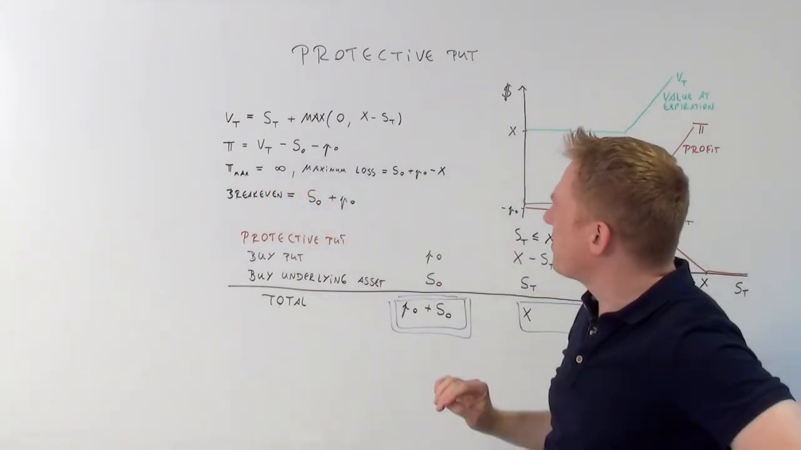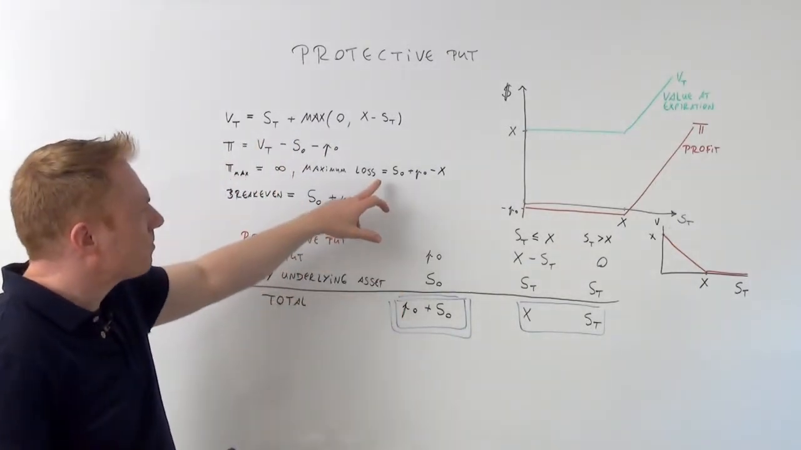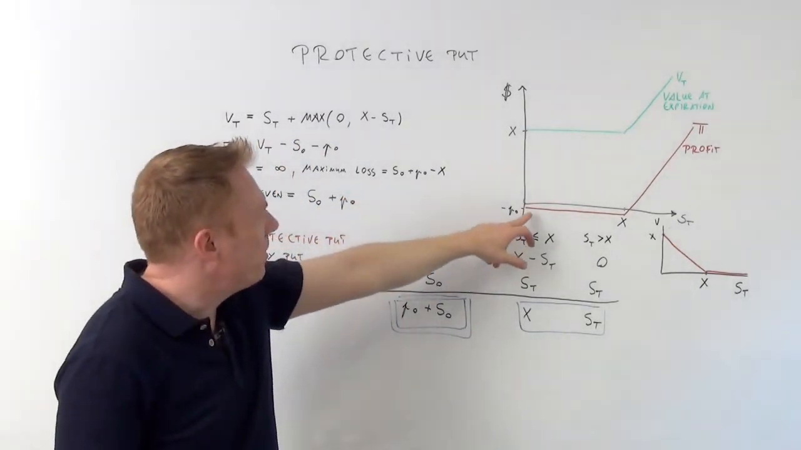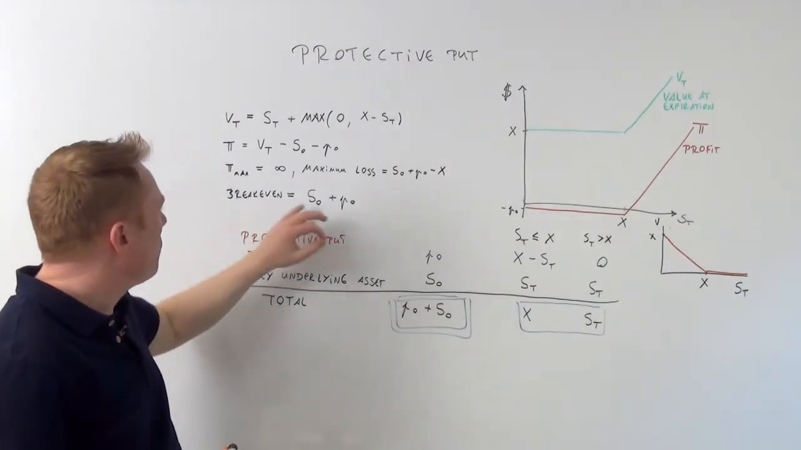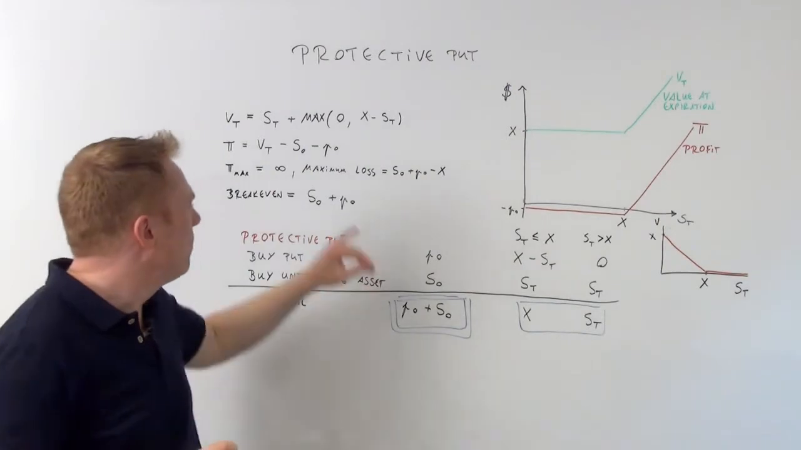The maximum loss is indicated here, which means this one. And break even is S sub 0 plus P sub 0.